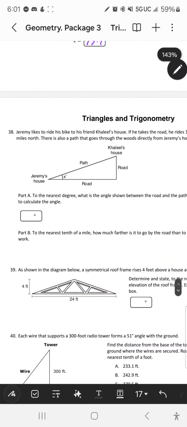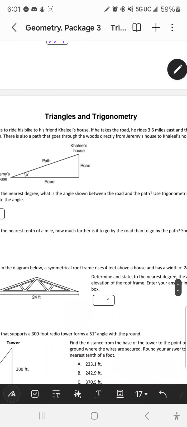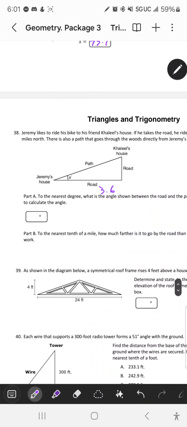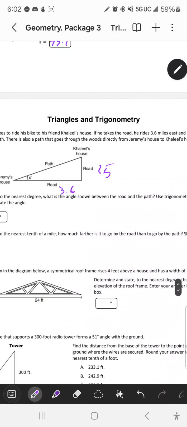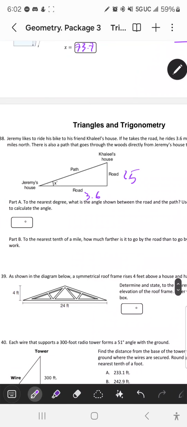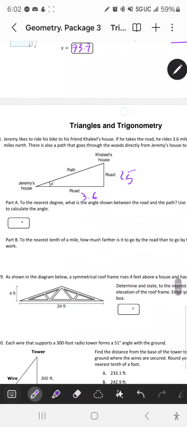So let's go. Jeremy rides his bike to his friend Khalil's house. If he takes the road, he rides 3.6 miles east. I like to write everything. So the road is 3.6 miles, and then 1.5 miles north. There is also a path that goes through the woods directly from Jeremy's house to Khalid's house. Part A: to the nearest degree, what is the angle shown between the road and the path?